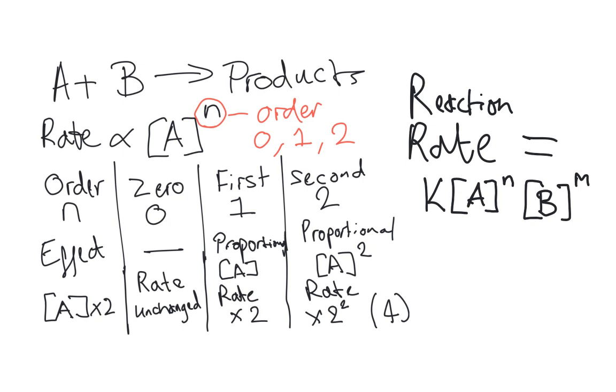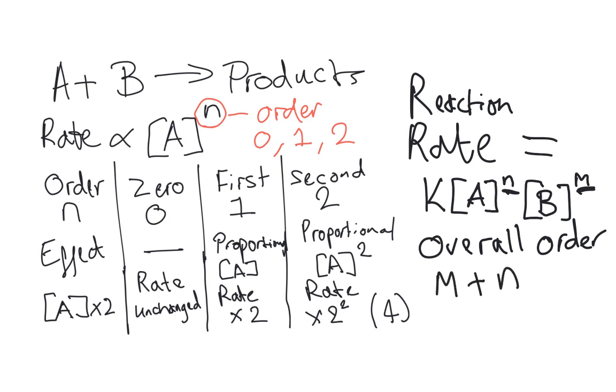So I talked about N in the beginning, but actually N and M can be to the power of anything, okay? So the order of reaction with respect to A is N, the order of reaction with respect to B is M, and the overall order of reaction for these two is M plus N, or N plus M, whichever way around you do it, okay?